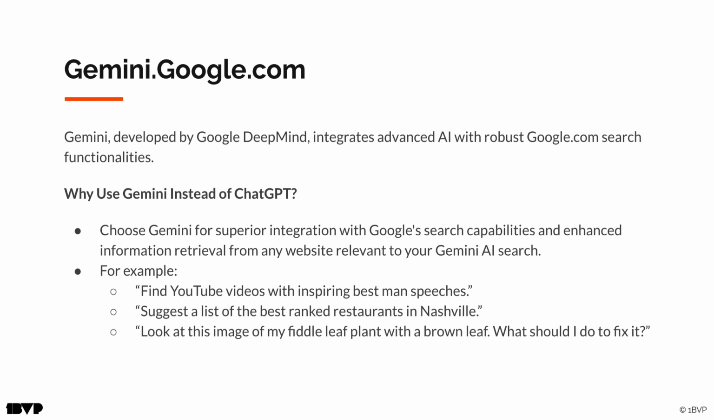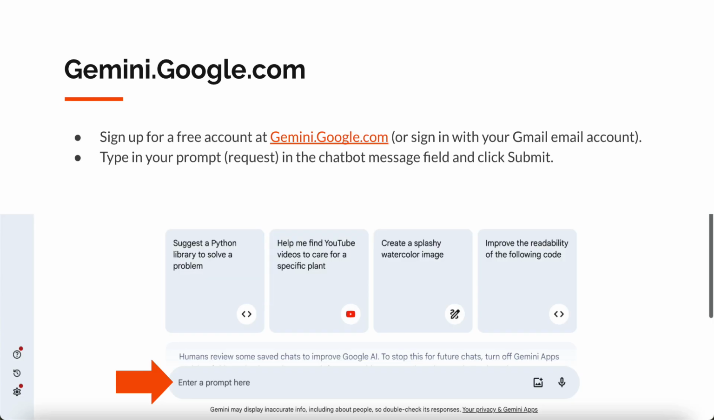Gemini, developed by Google DeepMind, integrates advanced AI with robust Google search functionalities. Why use Gemini instead of ChatGPT? Choose Gemini for superior integration with Google's search capabilities and enhanced information retrieval from any website relevant to your Gemini AI search. For example, find YouTube videos with inspiring best man speeches, or suggest a list of the best ranked restaurants in Nashville. Or look at this image of my fiddle leaf plant with a brown leaf. What should I do to fix it?